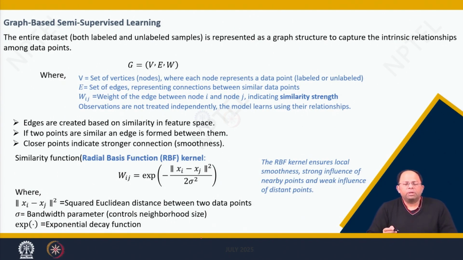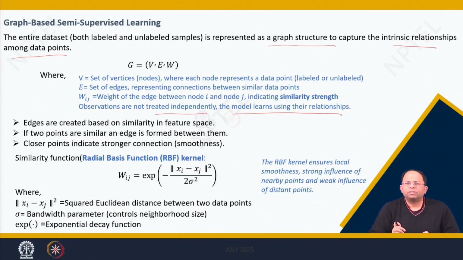So when we are talking about graph-based semi-supervised learning, the entire data set, both labeled and unlabeled samples, is represented as a graph structure to capture the intrinsic relationships among the data points. In this case, observations are not treated independently, right? The model learns using the relationships between the observations. So that means we are connecting the observations, right?